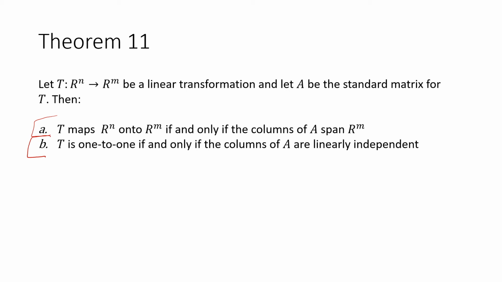It also goes the other way. If you are not one-to-one, you are linearly dependent. Being linearly dependent means that there's a way of combining the columns to get 0. That means there's more than one way of getting 0. There are different vectors you can start with to get 0 after you transform. That means you are not one-to-one.